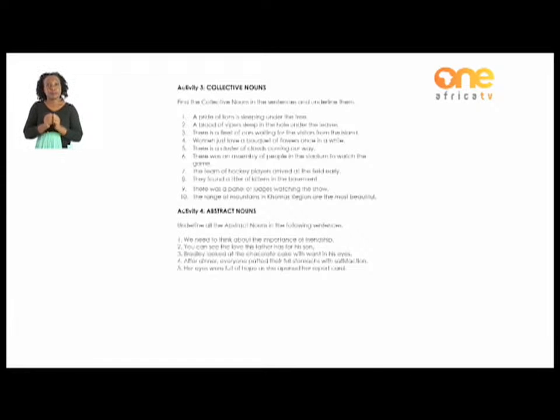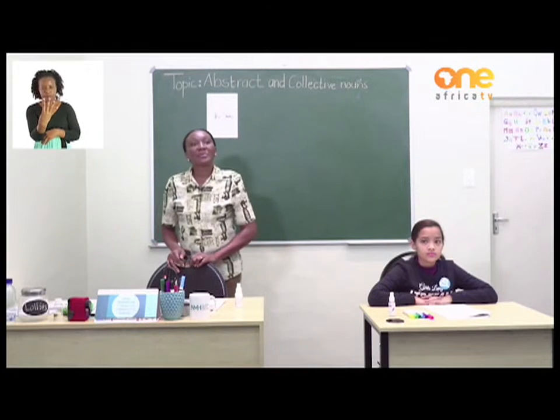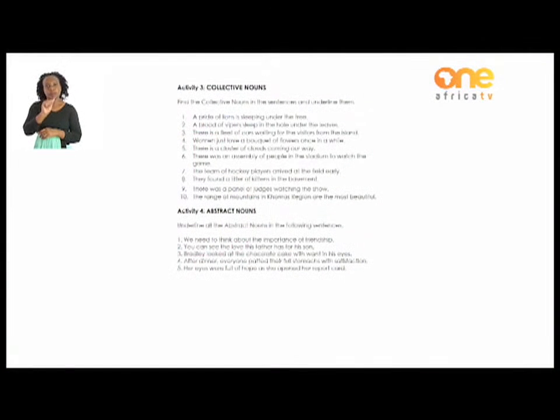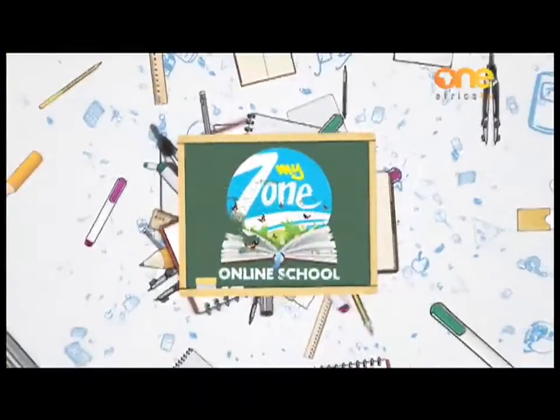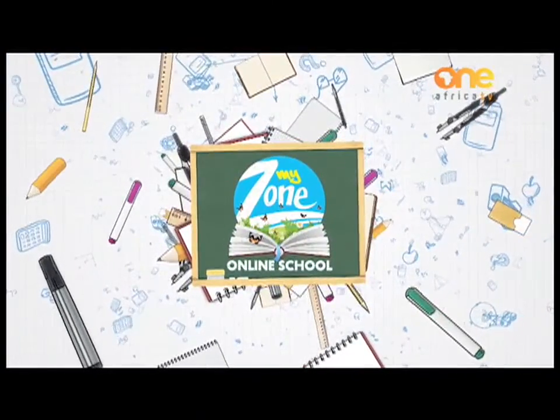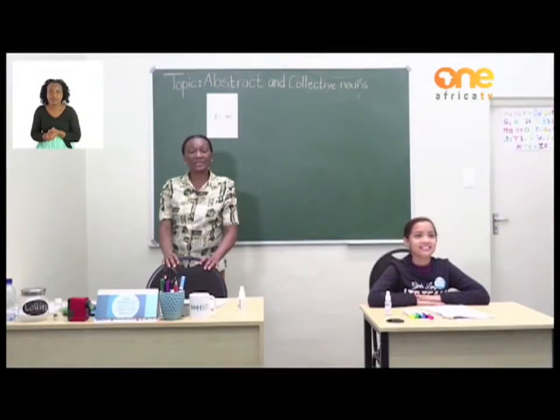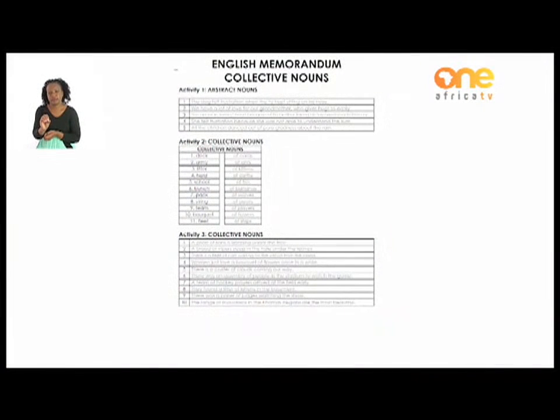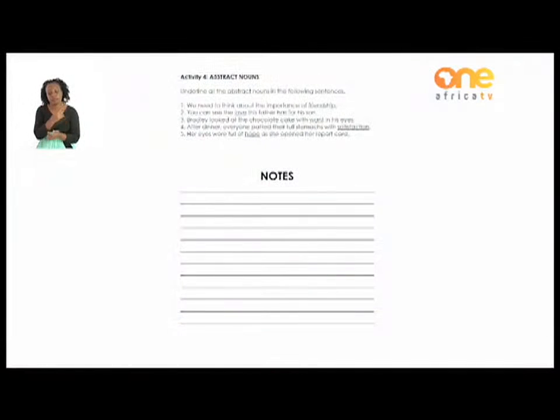Moving on to activity 4. Activity 4 is abstract nouns. What are you supposed to do? You are supposed to underline all the abstract nouns in the following sentence. On page 20, you'll have your memorandum for the activity I have given you. And on page 21, you'll have the last memorandum for the activity I have given you.